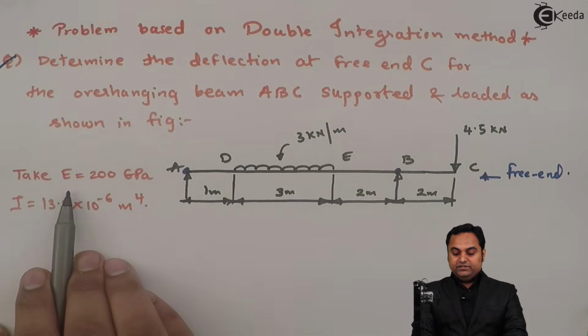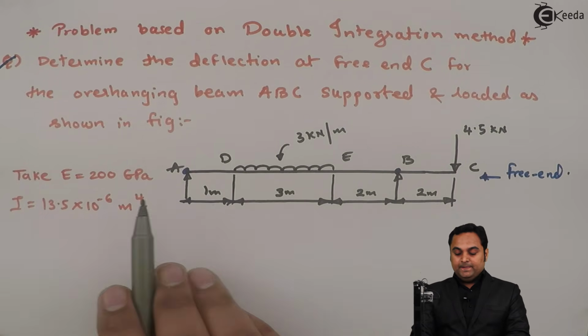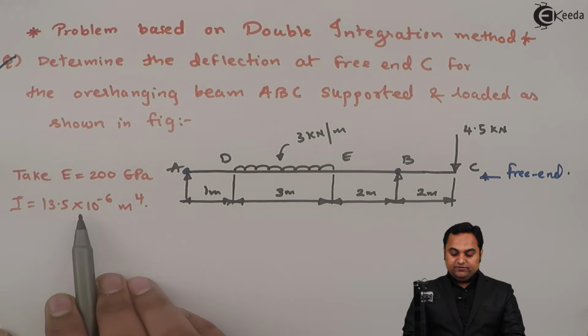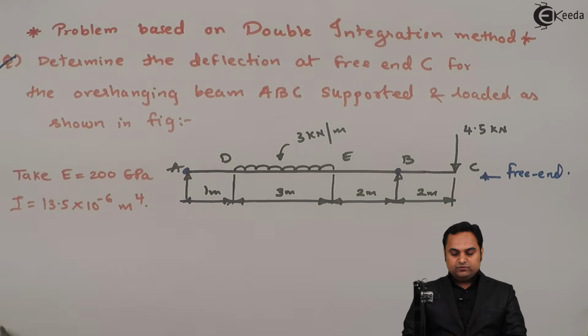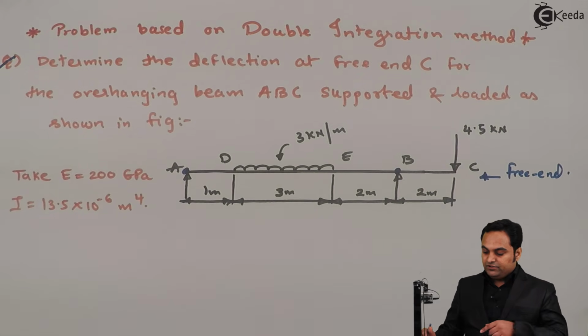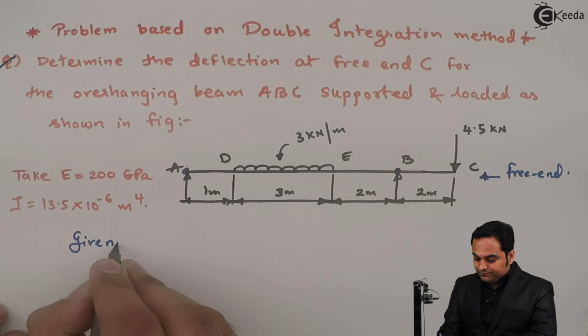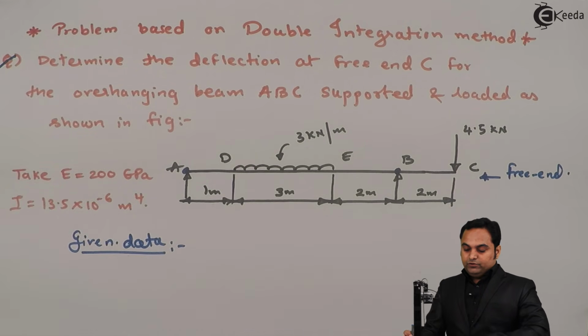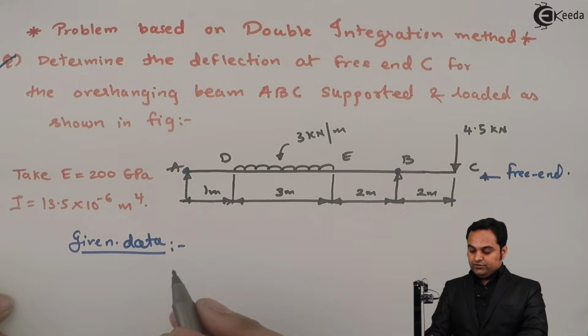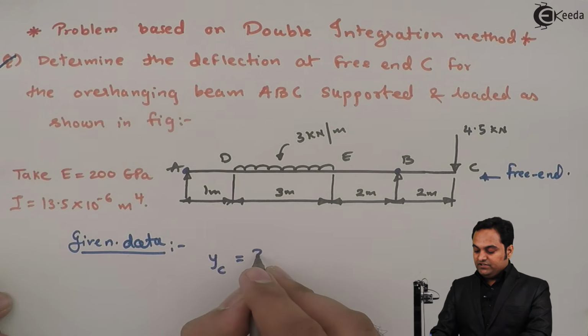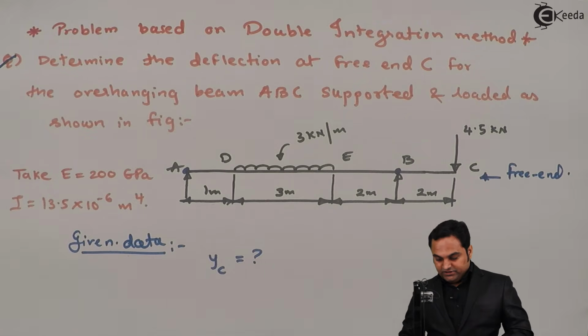Now take capital E, Young's modulus for the beam material, as 200 gigapascal and I as 13.5 into 10 raised to minus 6 meter raised to 4. This is the moment of inertia value. Now here in the data I'll write down, we have to calculate the deflection at free end. So deflection is given by y suffix c, that is deflection at point C is what we have to calculate.